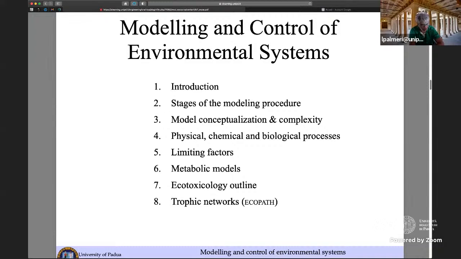Our tool will be that of ecotoxicology. Maybe I will give you an outline of ecotoxicology, but I believe that you already have an ecotoxicological class in your curricula. So I take for granted several concepts concerning ecotoxicology. If this is not the case, please stop me and ask me to go into more details about ecotoxicology.